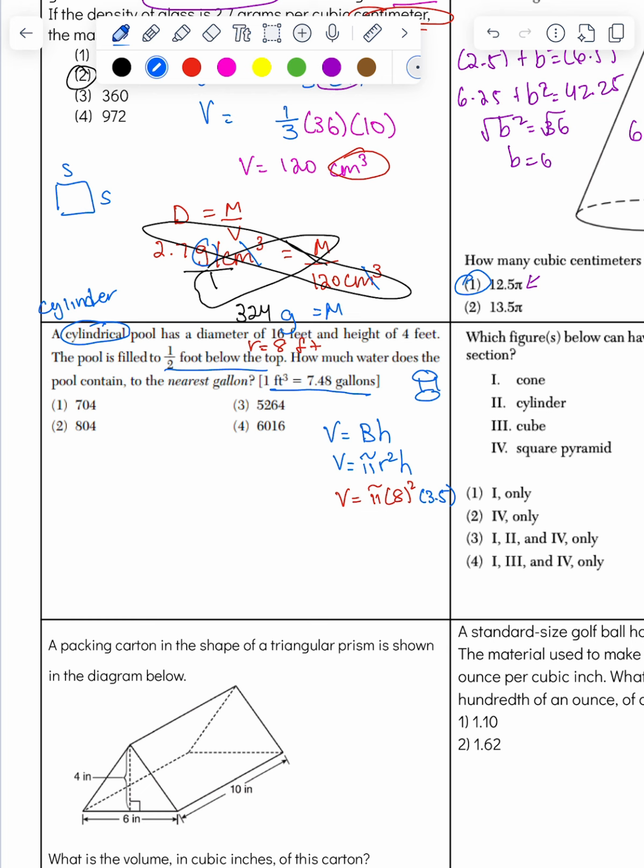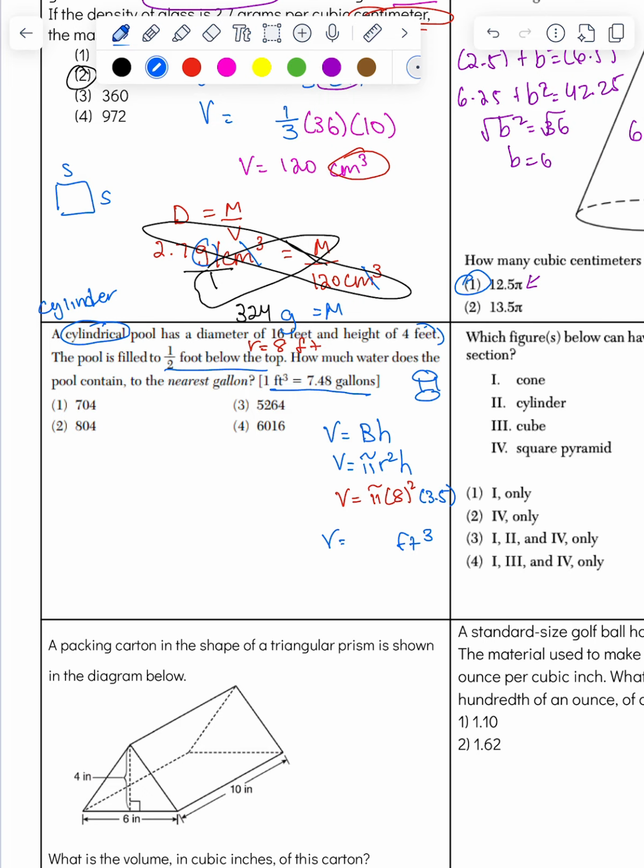How much water does the pool contain to the nearest gallon? So it's just asking how much water is in the pool. So how much can you put in it? That's volume. So all we're doing is finding the volume. But it does say the volume to the nearest gallon. Our 8 and our 3.5 are in feet. So when we find the volume, our volume is going to be in cubic feet. So we'll just have to convert it to gallons after that.